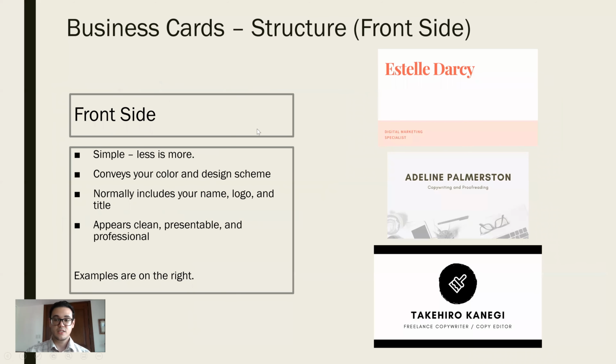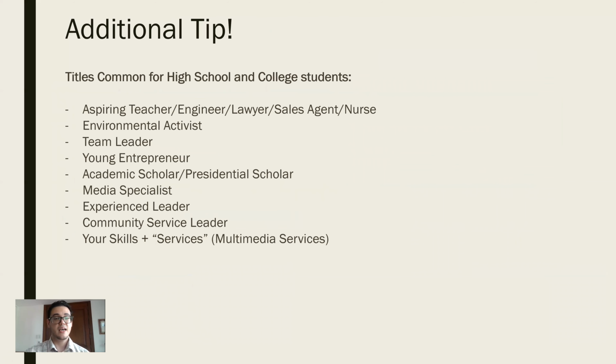Okay. The front side, here are some examples. Remember, less can be more. Choose your design scheme, include your name, your logo, and normally a title, copyright and proofreading, digital marketing specialist, aspiring teacher, student leader, advocate for change, environmentalist, right? Examples are on the right. Okay. And some additional titles you can use when you create your own business card are right here, right? Media specialist, community service leader, or you can add a combination of your skills plus services.